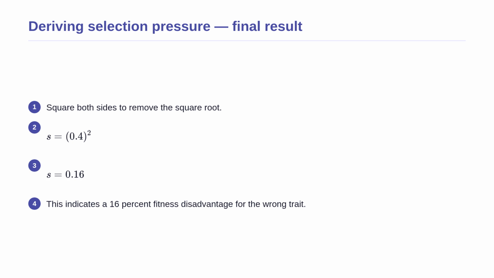What does this number actually mean in the real world? It tells us that there is a 16% fitness disadvantage for pine trees that have the wrong freezing tolerance for their specific elevation on the mountain. By working backward through the math, we have successfully quantified the invisible force of natural selection acting on this population.